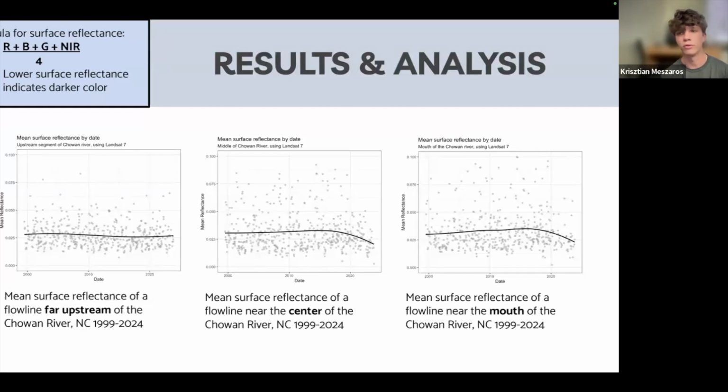This could be due to a number of reasons. The mouth of the river is more prone to saltwater intrusion and potential wastewater or other environmental factors that could change the color of the river over time. However, looking at the scale of these graphs, the changes are pretty small and could be insignificant.